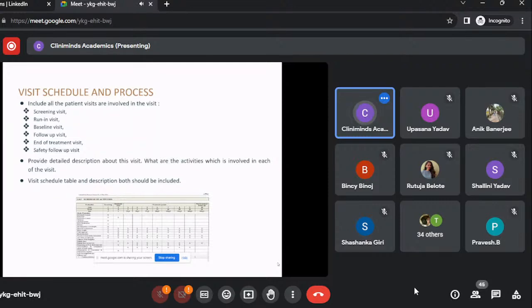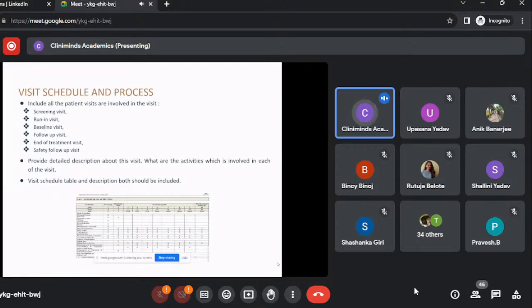What is window period? Window period is a plus or minus timeline they will give. Why are they giving this plus or minus? Actually, it's mainly for the subject's comfort.